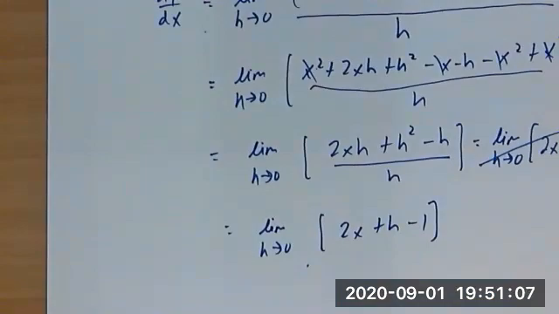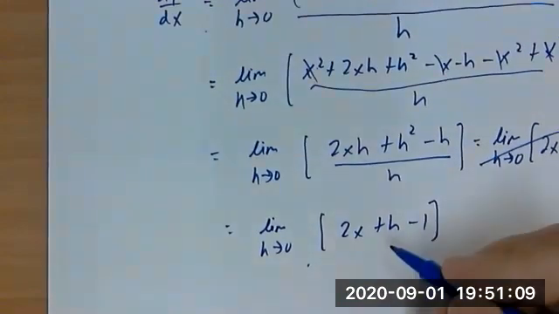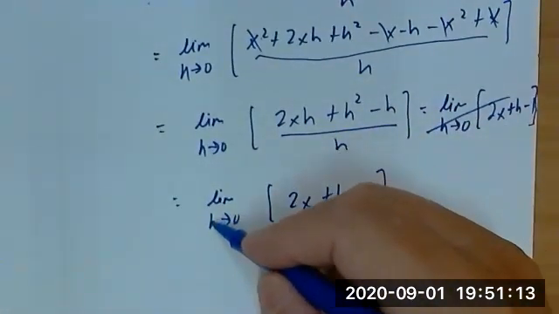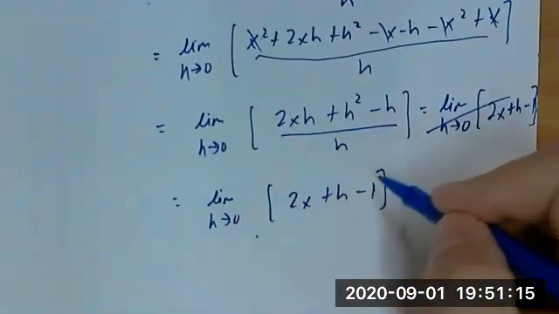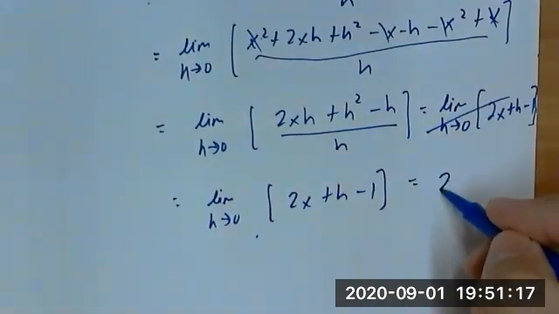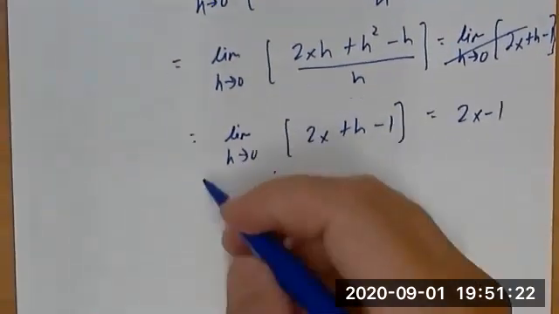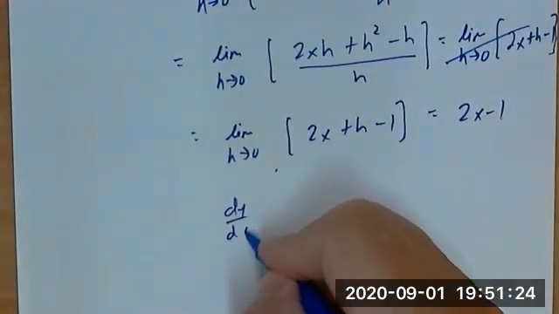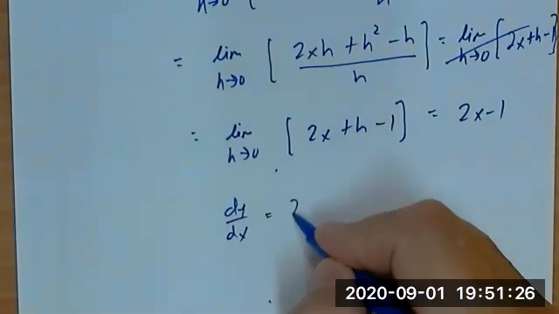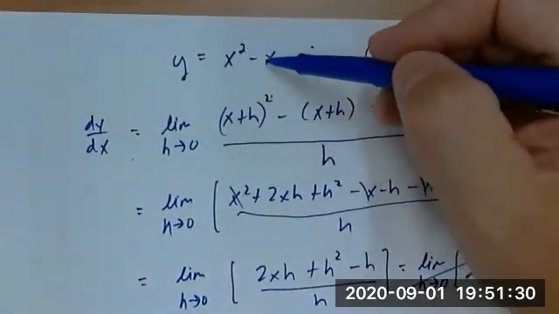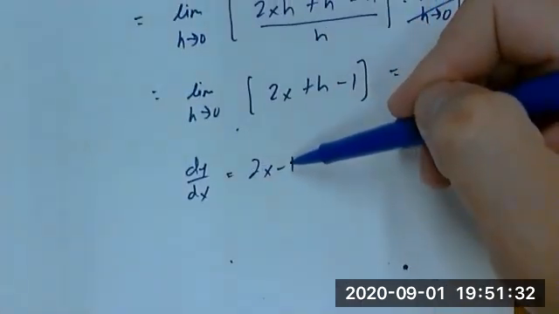Now if you take the limit, right, first attempt at a limit is just plug in the number for the variable. If I plug in 0 for h, I'm left with 2x minus 1. So therefore, the derivative of x squared minus x is 2x minus 1.